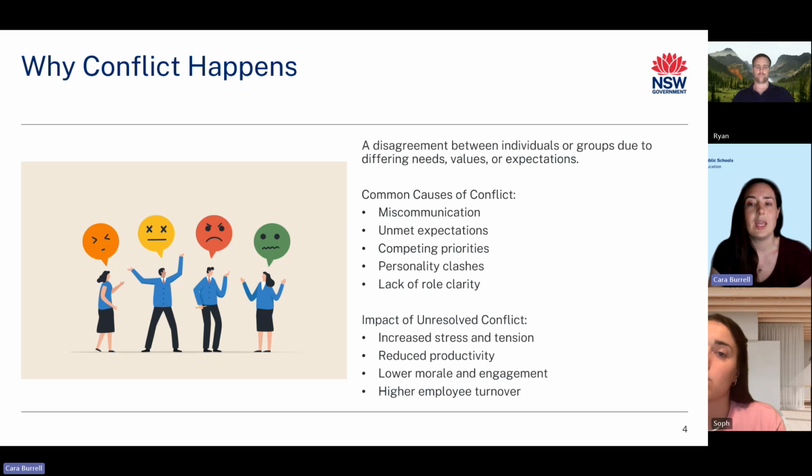So let's consider the impact when conflict is left unresolved. Firstly, it can lead to increased stress and tension. Employees who feel constantly at odds with colleagues may experience frustration, anxiety, and even burnout.